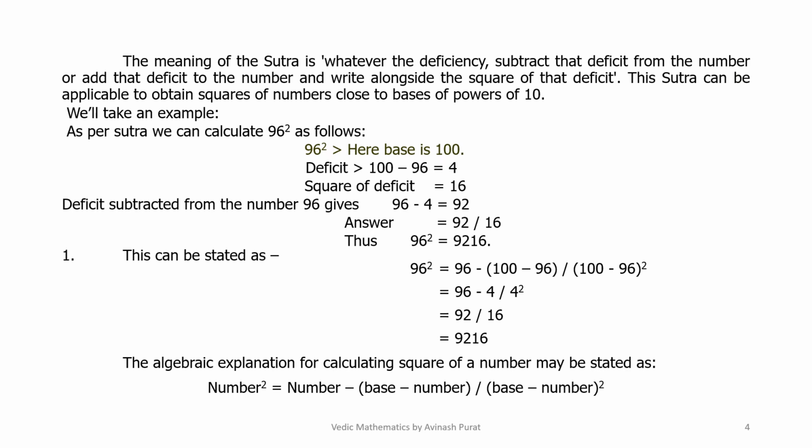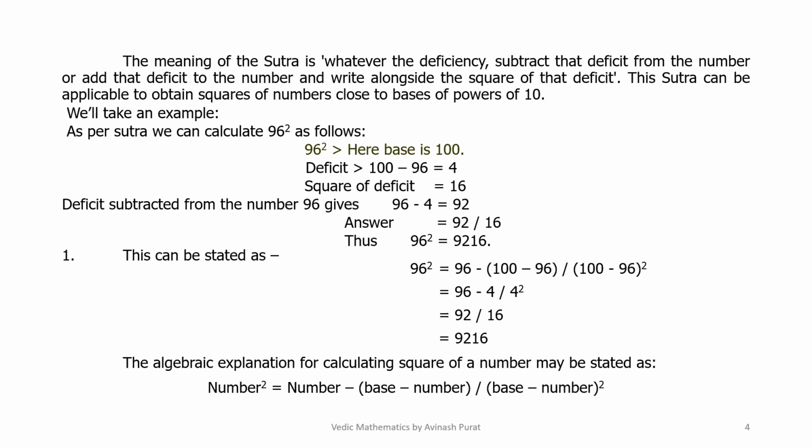The meaning of the sutra is: whatever the deficiency, subtract that deficit from the number or add that deficit to the number and write alongside the square of that deficit. This sutra can be applied to obtain squares of numbers close to bases of powers of 10. We'll take an example. As per the sutra, we can calculate 96 square as follows.